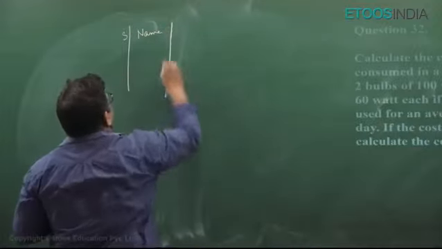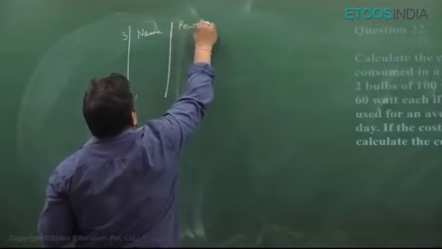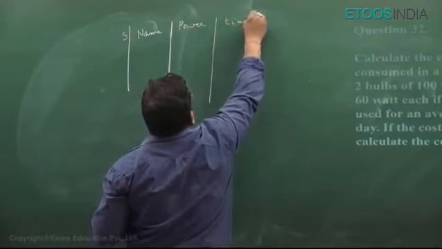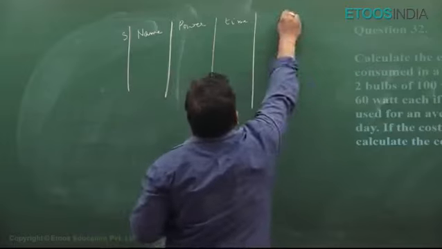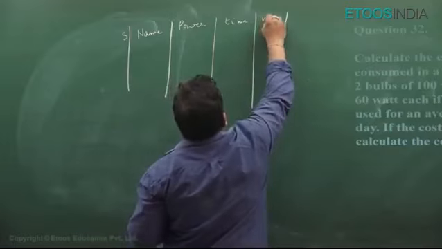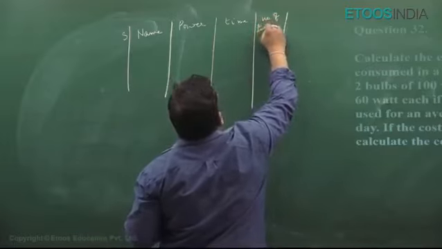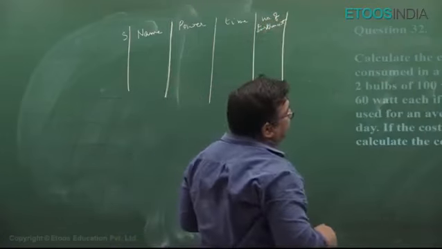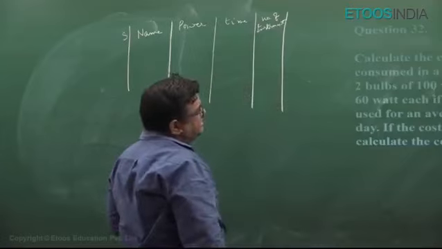Next one I'll write power. Next one the time or duration. In another one I'll just put out the number of instruments.